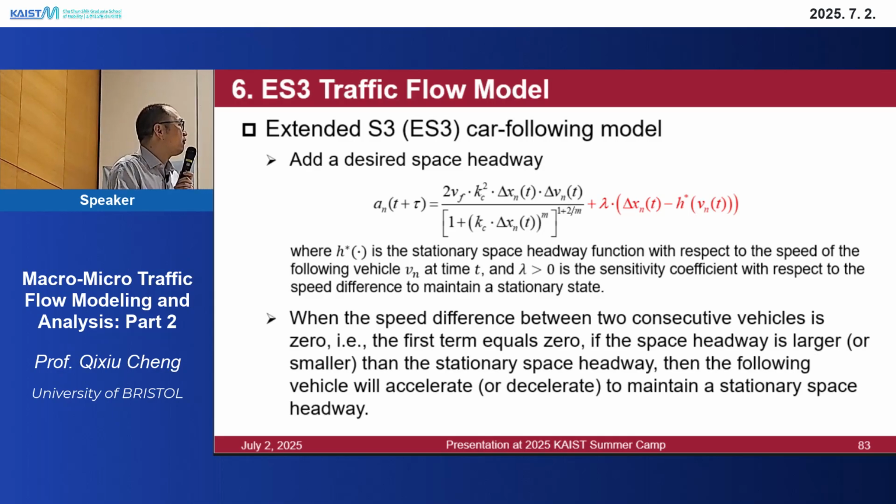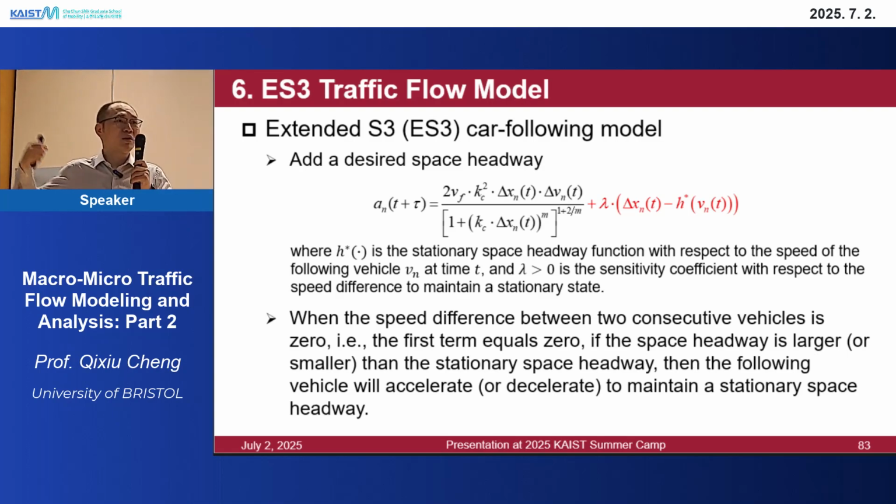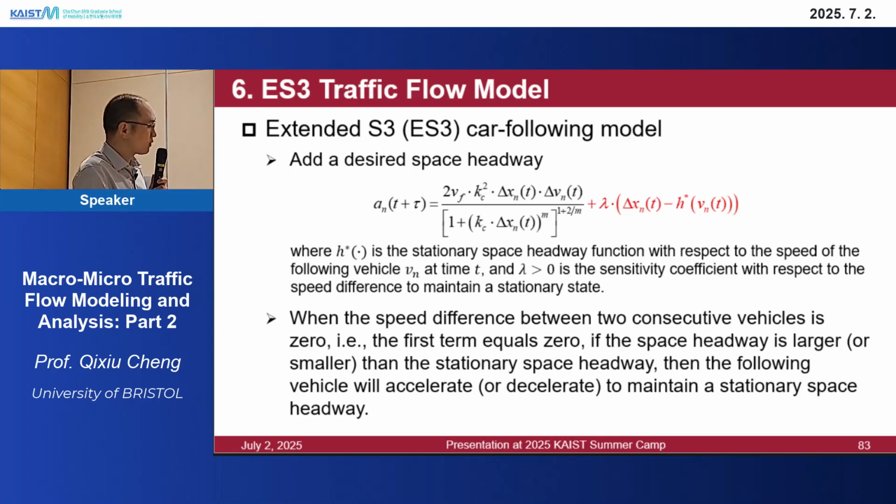Then when the speed difference between two vehicles is 0, so delta v is 0, the first term will be 0. We just focus on the second term. If the space headway, this one, is larger than the stationary space headway, this will be positive, and lambda is positive, so the acceleration will be positive. So the following vehicle will accelerate to get close to the front vehicle.